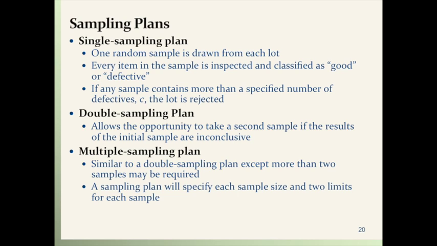The next one is a double sampling plan, and this allows the opportunity to take a second sample if the results of the initial sample are inconclusive. And then a multiple sampling plan is similar to the double sampling plan, except more than 2 samples may be required. A sampling plan may specify each sample size and 2 limits for each sample.